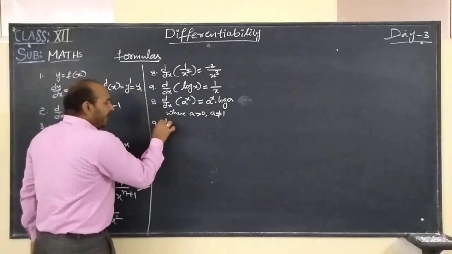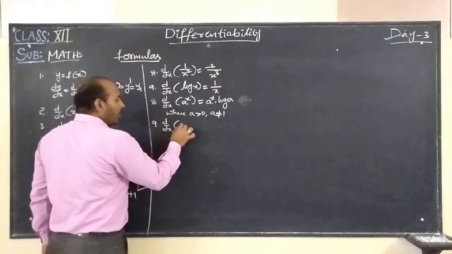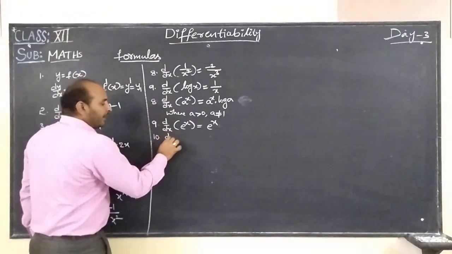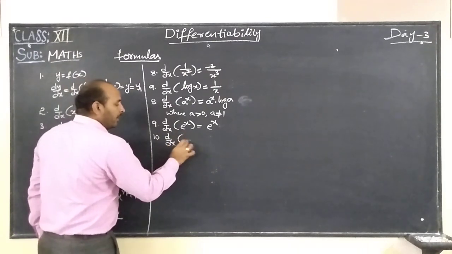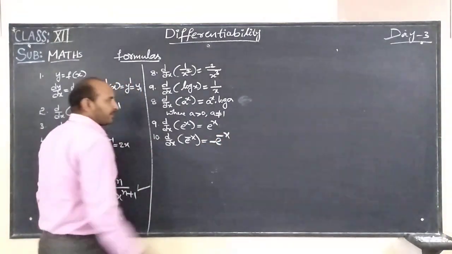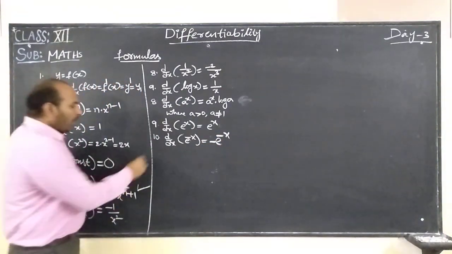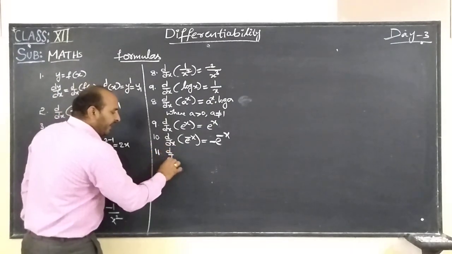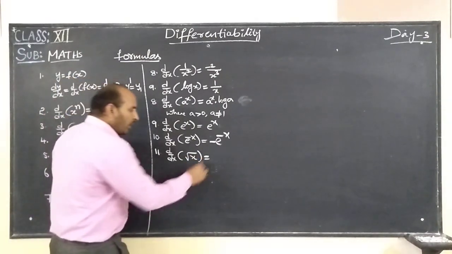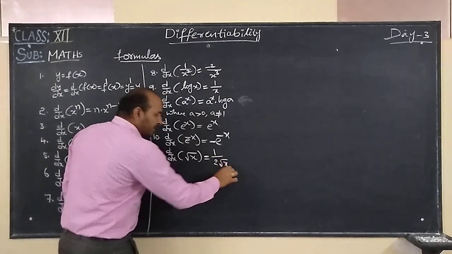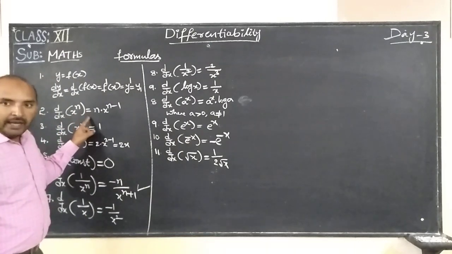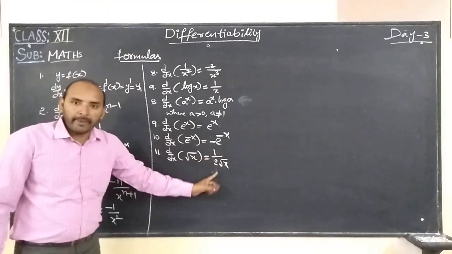So now d by dx of e power x is equal to e power x. The derivative of e power minus x is equal to minus e power minus x. Next, d by dx of root x is equal to 1 by 2 root x. Here root x means x power 1 by 2. Substitute in this formula n is equal to 1 by 2, you will get 1 by 2 root x.